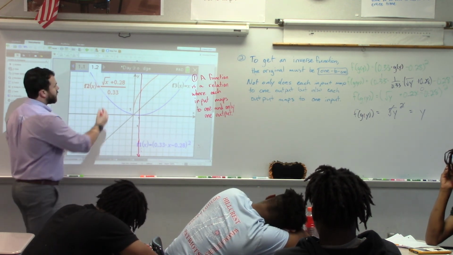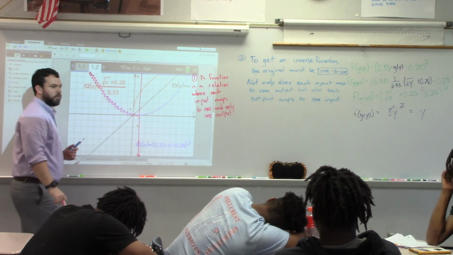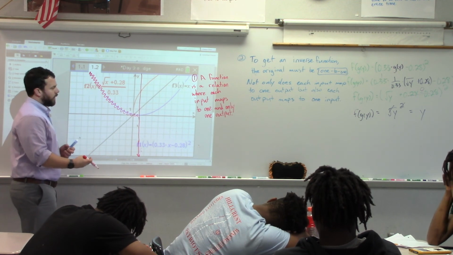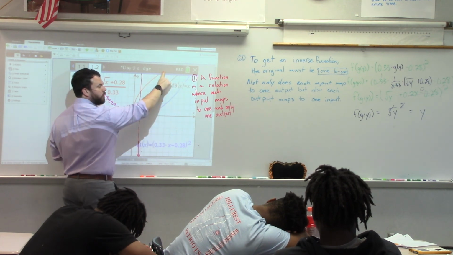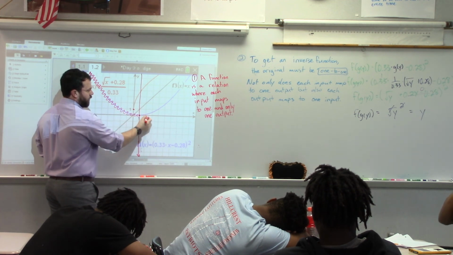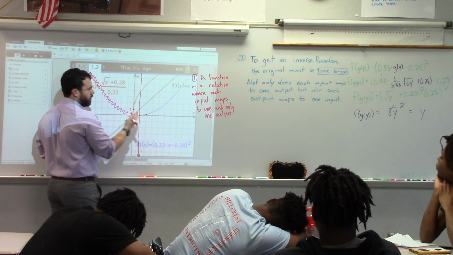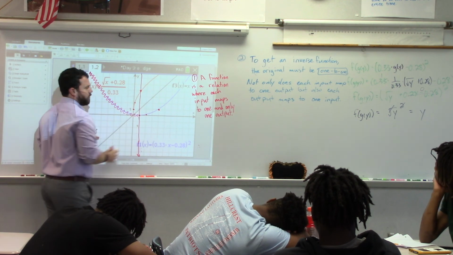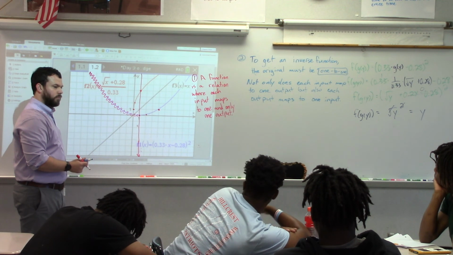Notice, if I take out all of this, is it now 1 to 1? Yeah. And I want you to notice, if I reflect all of these points, do I get this red square root function? Notice this point becomes this point. This point right here becomes this point right there. See how the x and y values are switching there? This point becomes this one. So we want to split the quadratic function so that it has an inverse that is 1 to 1.